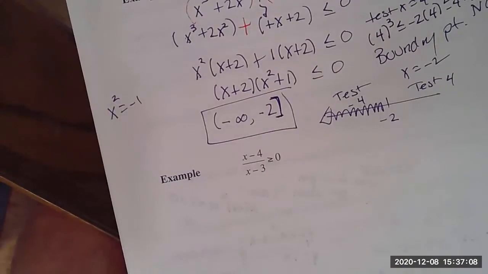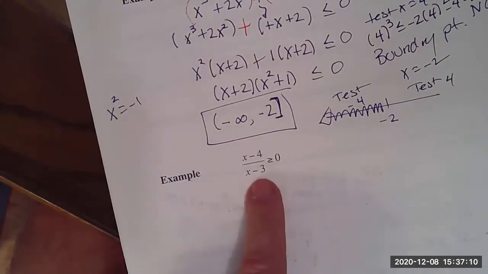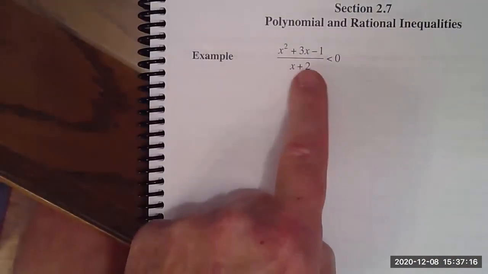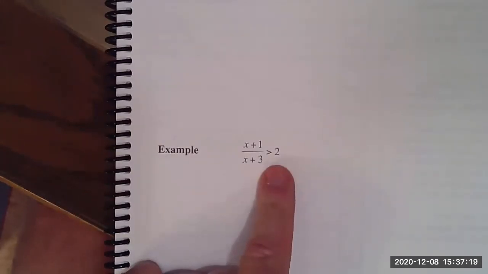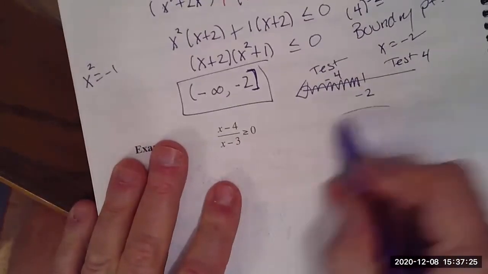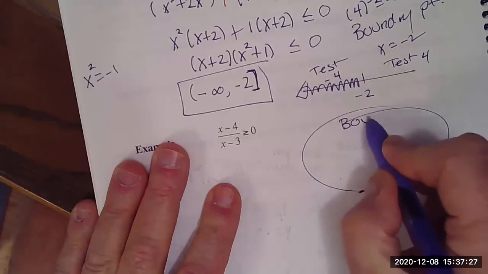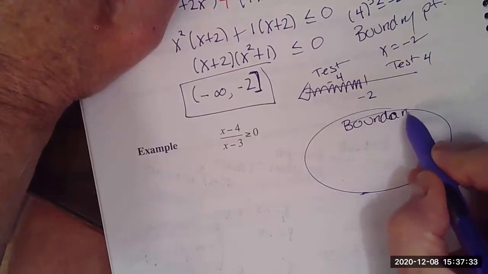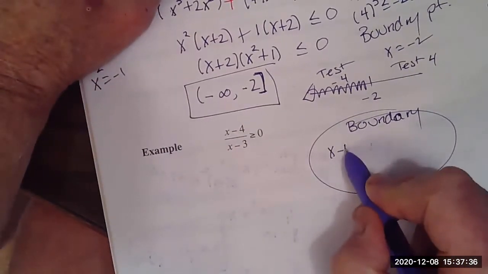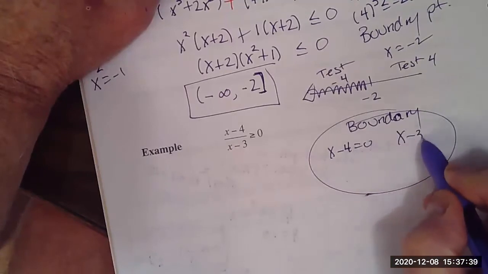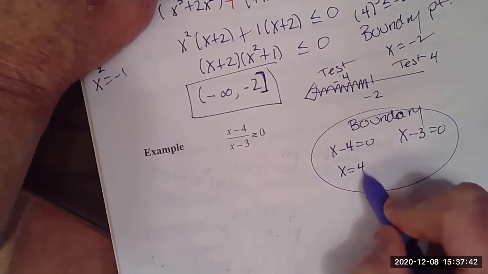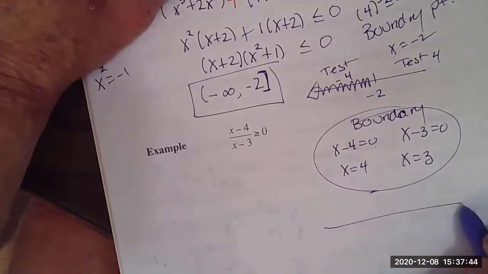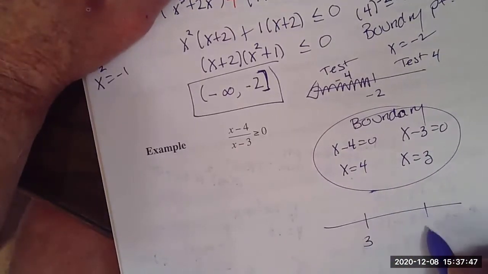But you got to get everything to the left-hand side, and this one is already set up. So 0's on the right-hand side already. This one's already set up. This one's not. I got to bring the 2 over to the left-hand side. This one's already set up. So boundary: you go x minus 4 equal to 0, x minus 3 equal to 0. x is equal to 4, x is equal to 3. Line: 3, 4.